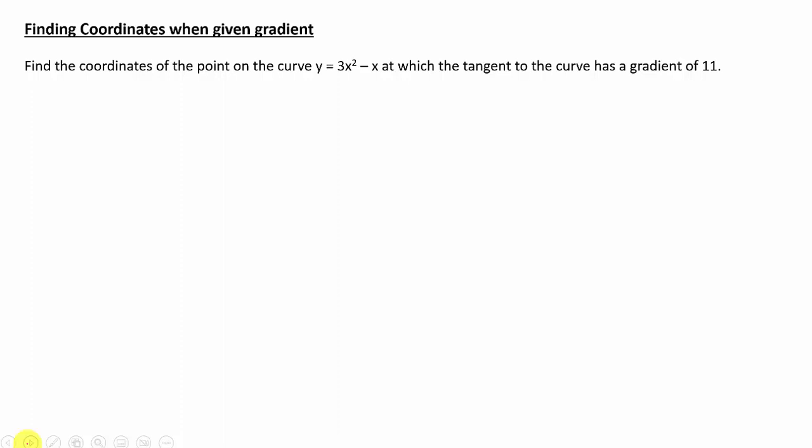Last thing here I want to show you is we're going backwards now. Finding coordinates when given the gradient, if you're given the slope. So this says find the coordinates of the point on the curve, this curve, 3x squared minus x, at which the tangent to the curve has a gradient of 11. So gradient of 11 is my slope, and the tangent, remember, will have the same slope as the curve. So they've given you the slope of the tangent, which is going to be the slope of the curve at their shared point. And their shared point is what we're trying to find.